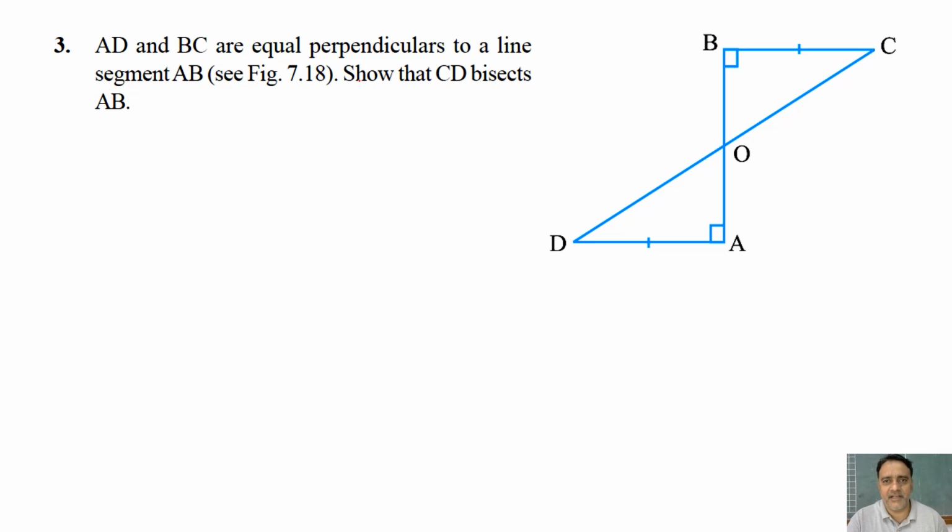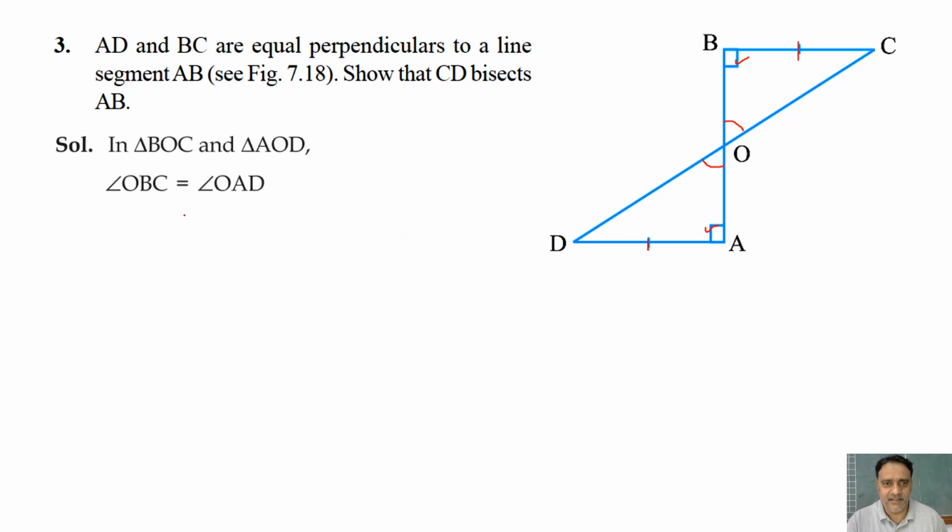AD and BC are equal perpendiculars to a line segment AB. Show that CD bisects AB. So we have to show that first these two triangles are congruent. So let us start. These two sides are equal and these two angles are equal. Why? Each 90 degree, and these two angles are also equal. Vertically opposite angle. Very good. So these two triangles are congruent by which criteria? Angle side. Very good. AAS.